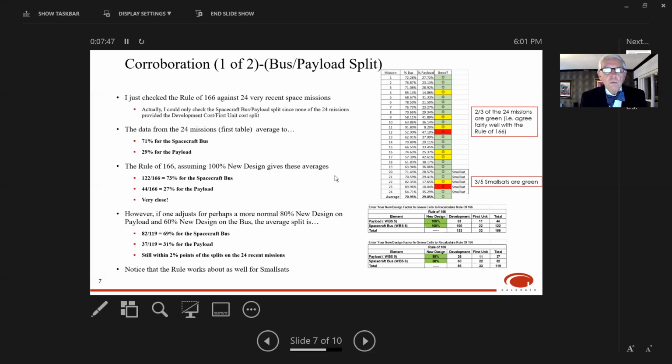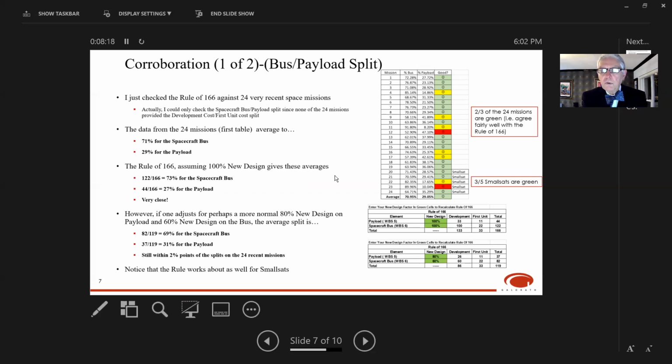So the data from the 24 missions is shown in the table there. For example, mission one had 72% of the costs associated with the bus and 28% associated with payload. All the rest are given there, and on average, they averaged to 71% for the spacecraft bus and 29% for the payload. Now, if I just use the rule of 166, shown in the second table there, you've seen that before, and if I'd used the 100% new design, I would have gotten 73% and 27% for those two numbers.